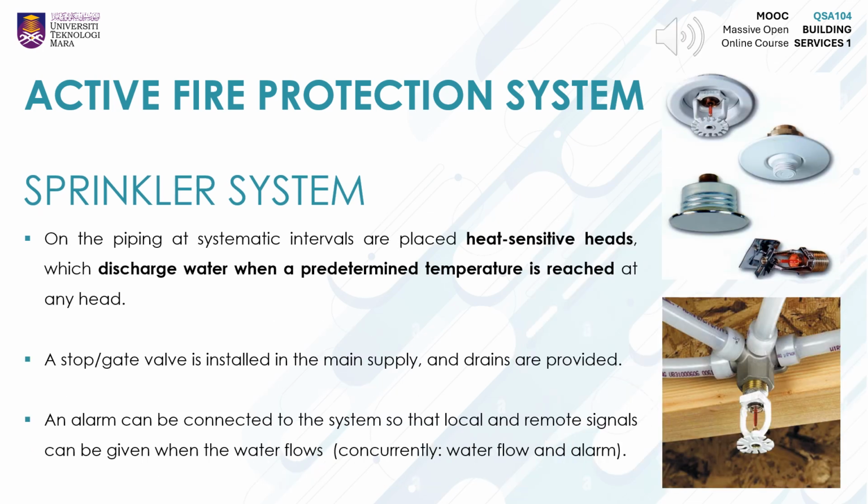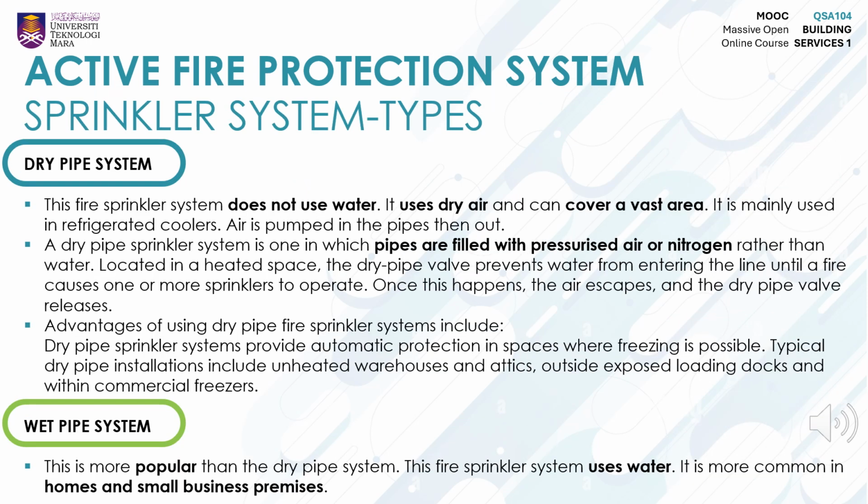On the piping at systematic intervals are placed heat-sensitive heads, which discharge water when a predetermined temperature is reached at any head. So when it detects the predetermined temperature, the bulb will burst and water will come out of the sprinkler head to extinguish the fire. There are a few types of sprinkler systems available, such as dry pipe system, wet pipe system, deluge fire sprinkler system, foam water sprinkler system, and pre-action system.